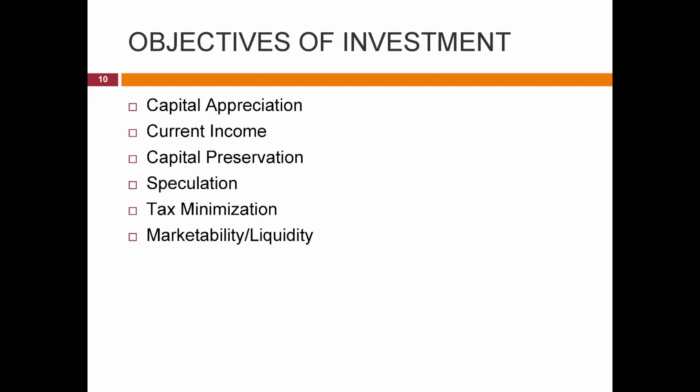Suppose I got some money by selling a particular property. Now I do not have any way to invest it, I just want to save that money, so I am going to fix it in an FD, and it is going to give me a certain amount of return. Speculation purpose: there are speculators available in the market, so their main objective is speculation. Tax minimization is another thing, because salaried people get a certain amount of deduction, and for that purpose also we need to invest. Then there are objectives like marketability and liquidity.